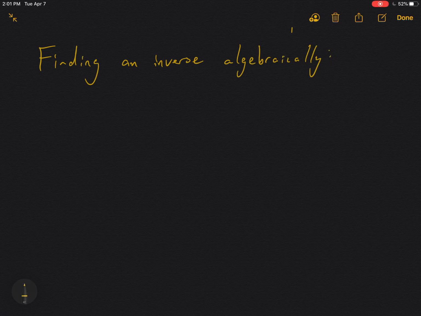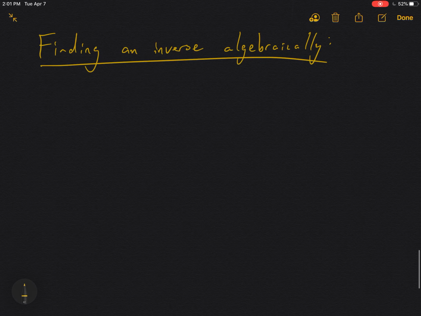So now what I want to talk about is how to find an inverse if a function is one-to-one. Let's talk about two different ways of finding an inverse. We'll say finding an inverse algebraically. And then next we'll talk about how to find an inverse graphically. So first, let's find this inverse algebraically.